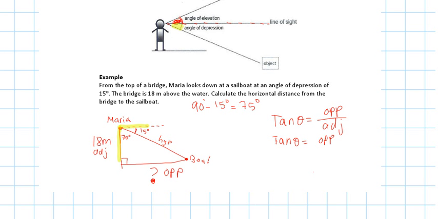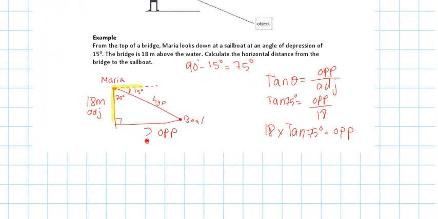So I'm replacing the theta, or the angle, with 75 degrees. So tan of 75 equals the opposite over 18. Then all I have to do is take it to the other side and make it into multiplication. Can you give me the answer? 67.2.